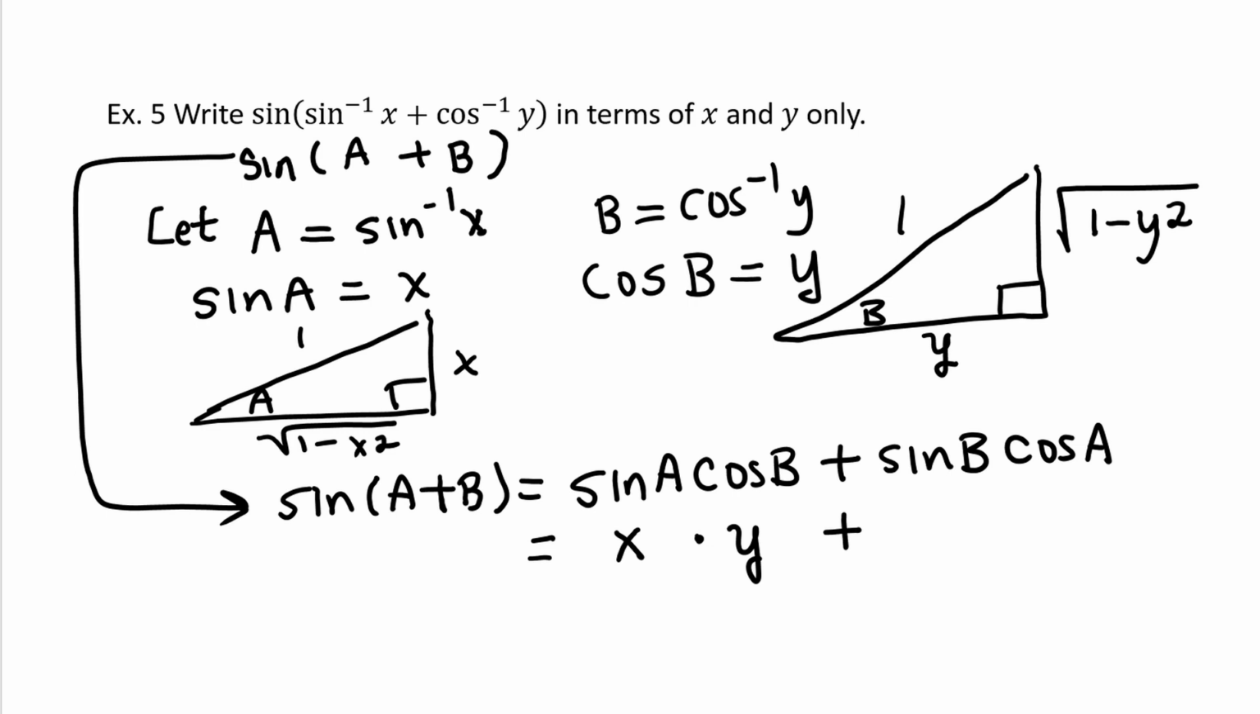Plus, now we look at the triangle that has the b in the corner. We want the sine of that. Sine is opposite over hypotenuse, so the side opposite b is the square root of 1 minus y squared. And let's do the same thing for the cosine of a. So we look at the triangle that has the a in it. Cosine is adjacent over hypotenuse, and the side adjacent to a is the square root of 1 minus x squared. Now we have expressed this in terms of x and y only.